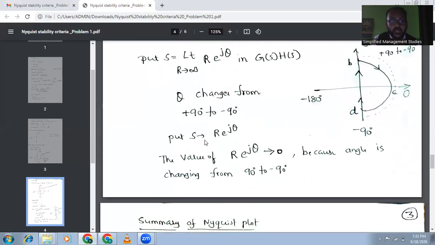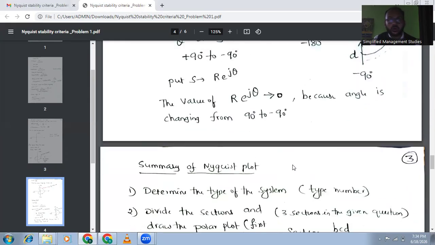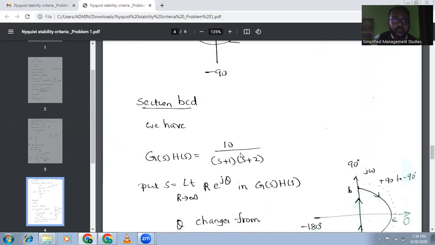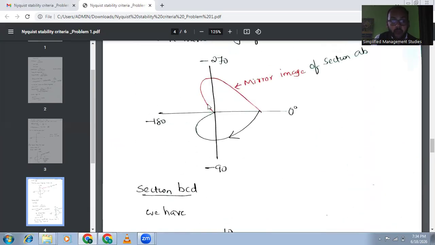Okay, plus 90 to minus 90. So what about the s? You also have to replace it by r e raised to j theta. So ultimately, for this context, r into e to the power j theta will be approximated to 0, because the angle is changing from 90 degree to minus 90 degree. That is the structure of the polar plot which I already showed at the beginning of the problem explanation. So when r e raised to j theta approaches 0, because the angle is changed from 90 degree to minus 90 degree, the polar plot of the entire section will approach 0.